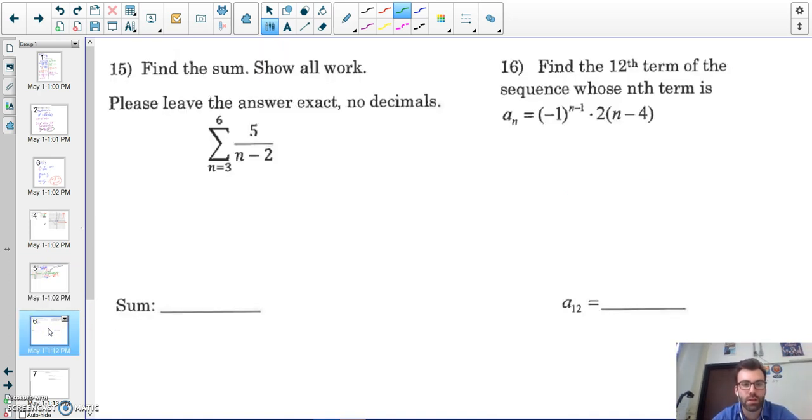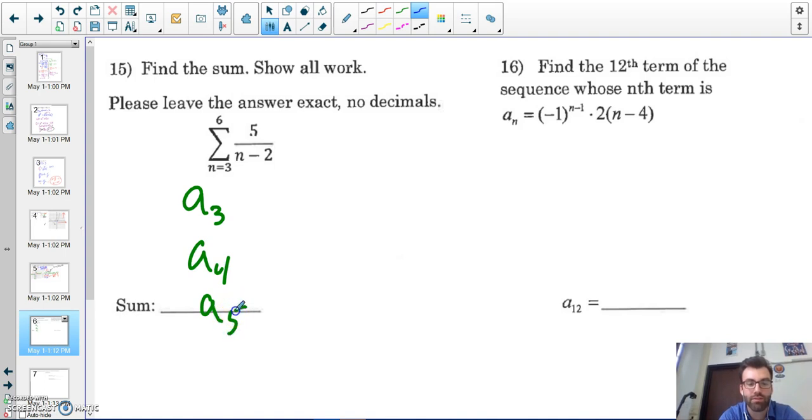All right, here we go. Next one. Find the sum, show all of your work. Please leave it exact, no decimals. So I want to find the sum from n equals 3 to n equals 6, which means I need to find the third term, the fourth term, the fifth term, and the sixth term, and add them all up.